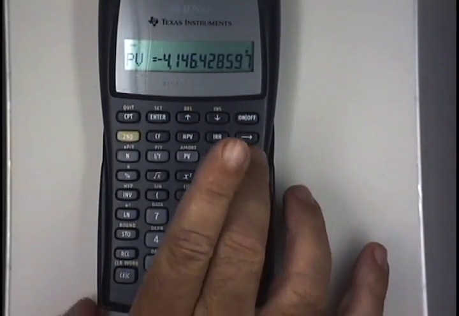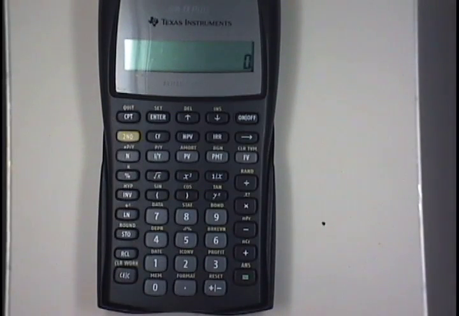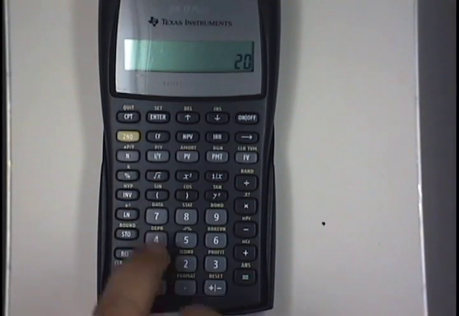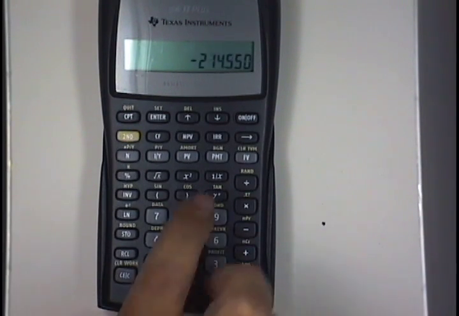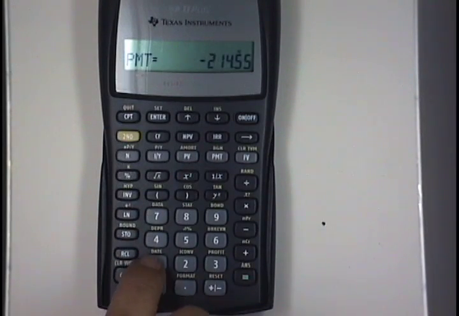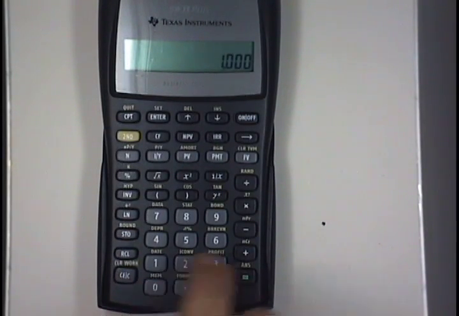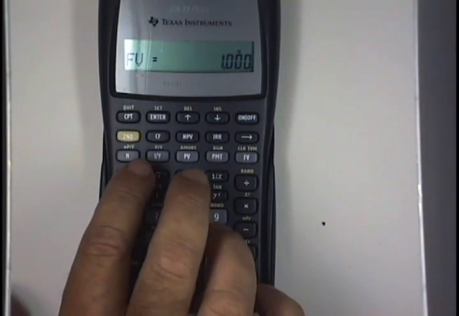Remember, clear time value of money. Erase the numbers. 20 N. We're going to compute the interest rate, so I'm not there yet. My present value, 214.55, is what we paid. Make that a negative number. My payment is 0. My future value is 1,000.